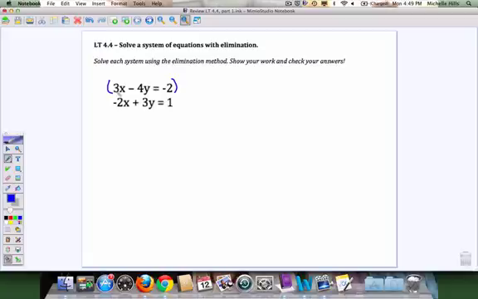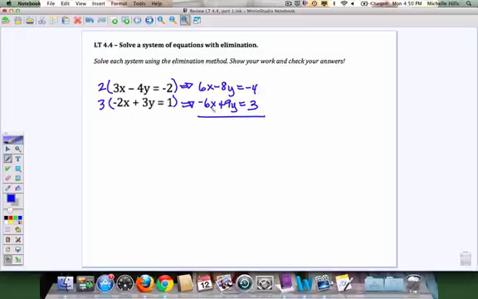I'm going to say if I multiply the first equation by 2, this becomes a positive 6x. And if I multiply the second equation by 3, this becomes a negative 6x. Then when I add a positive 6x to a negative 6x, the x's are eliminated. Now, what this is going to give me when I multiply this whole first equation by 2 is 6x minus 8y equals negative 4. Don't forget to multiply both sides by 2. The second equation becomes negative 6x plus 9y equals positive 3.